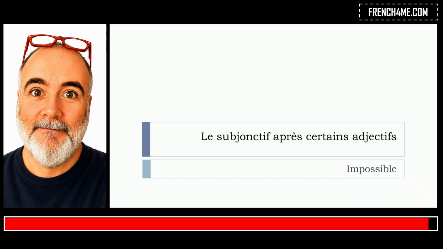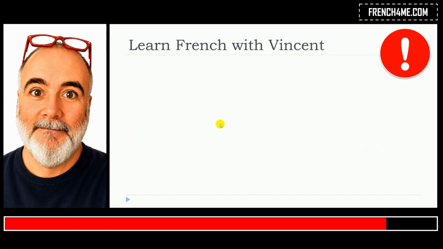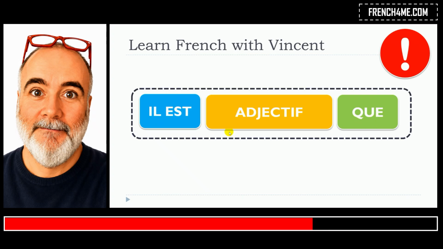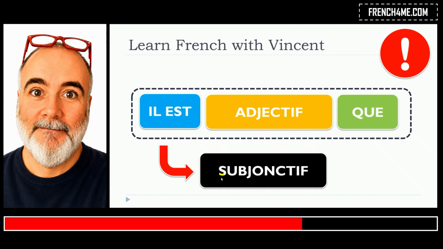In this lesson, we will see together le subjonctif après certains adjectifs, but more precisely, we will see impossible. The important thing that we need to remember is that we will structure our sentence in such a way. We will start with il est. Remember that in that case, il will stand for it and not for he. Then we will put the adjective, then que, and after all that, we will introduce the subjunctive. So it means that the verbs that will come after the structure will be in the subjunctive.